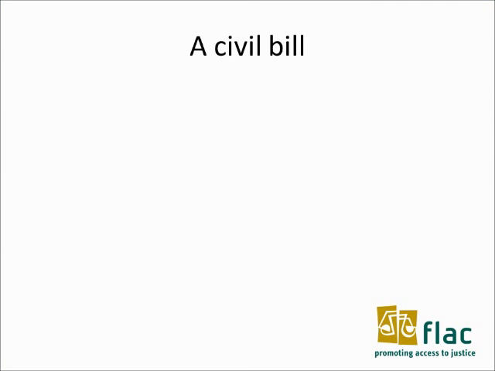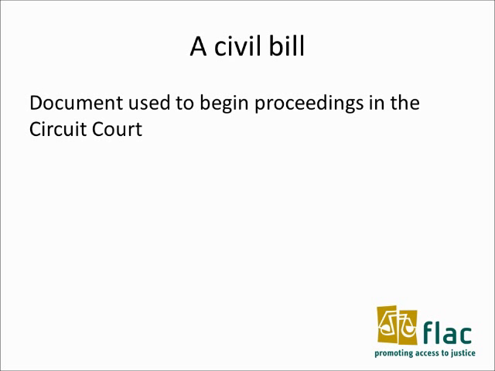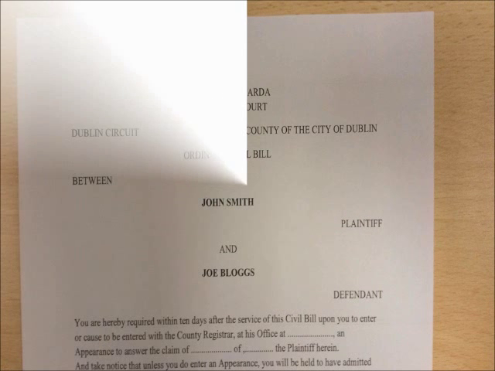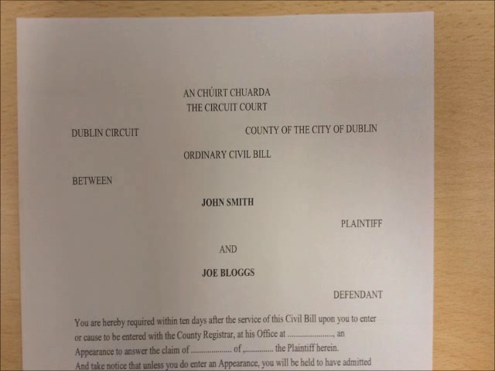Another type of document you might receive is a civil bill. A civil bill is a court document prepared by the plaintiff's solicitor, which is sent by registered post or handed directly to the defendant in order to start proceedings in the circuit court. There are a couple of different types of civil bills. An ordinary civil bill, which is the most common, looks like this.